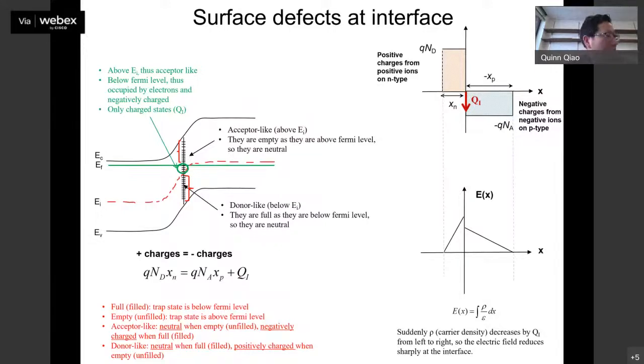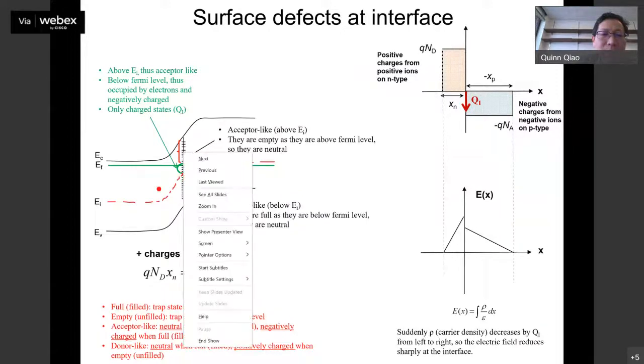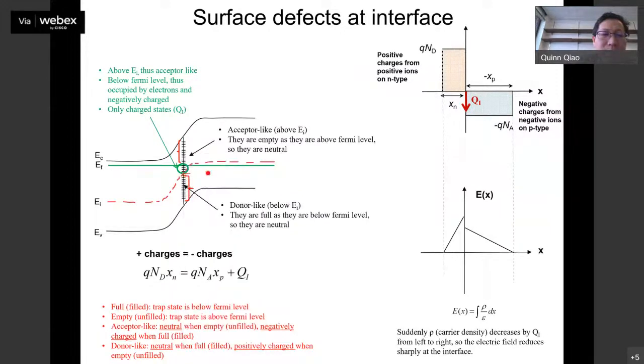This is the interface defect. You see, this is my EF and this is my EI. My EF is above EI. Above EF, these are empty states. They are neutral and empty. Then below EI, they are also neutral, but they are occupied. They are filled with electrons.